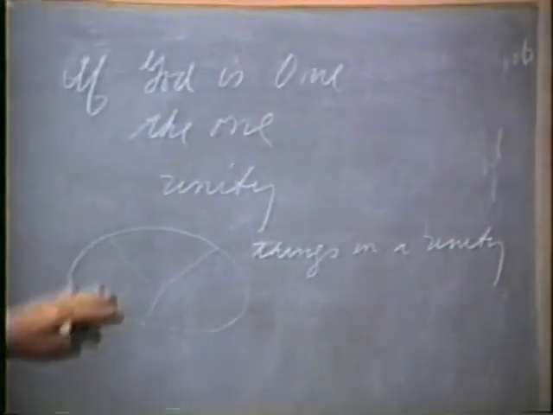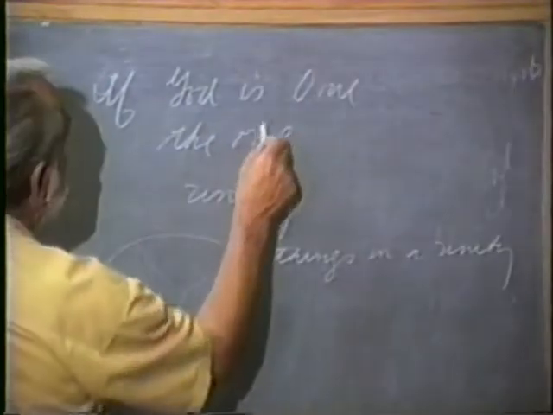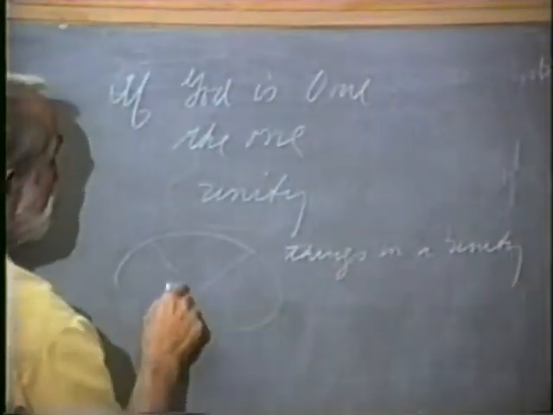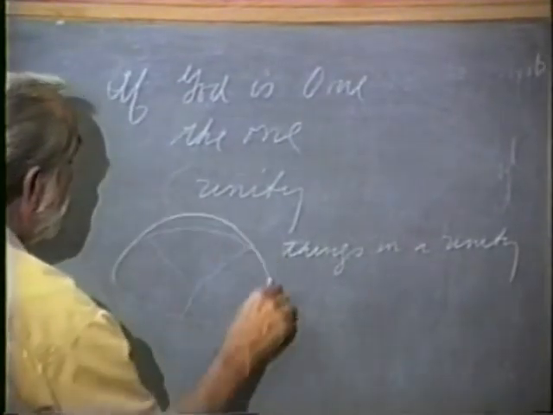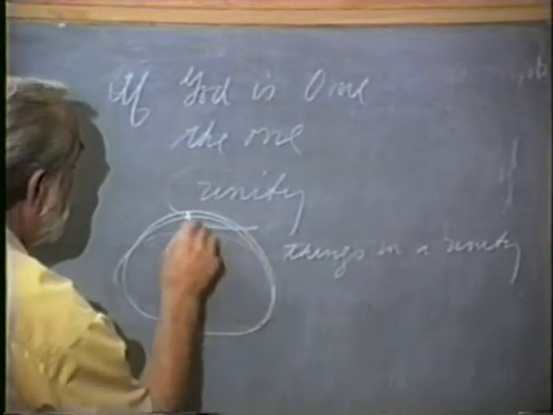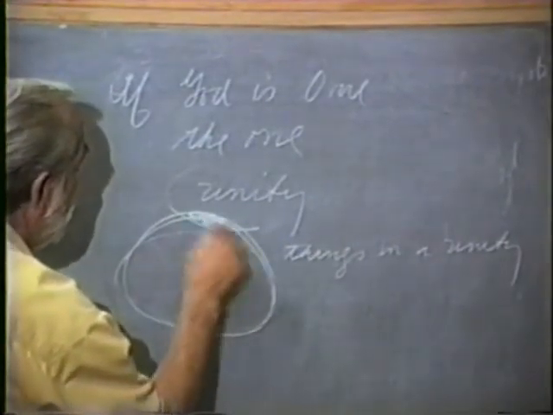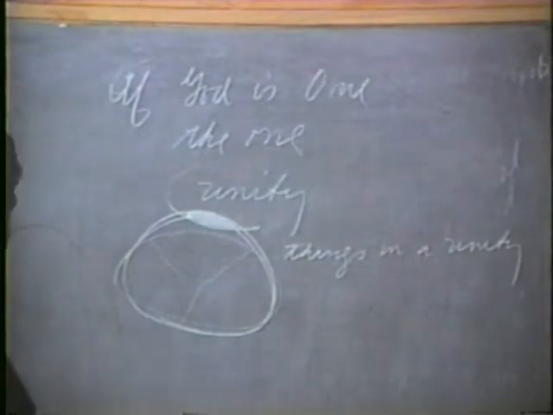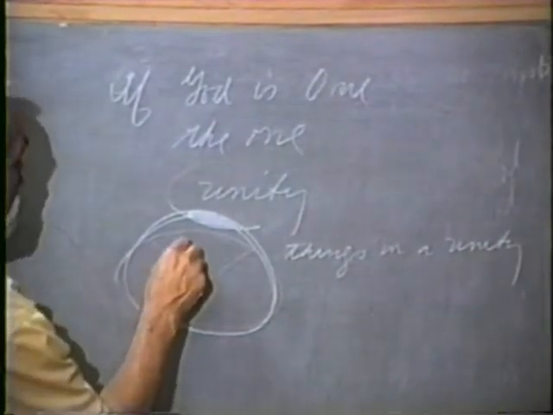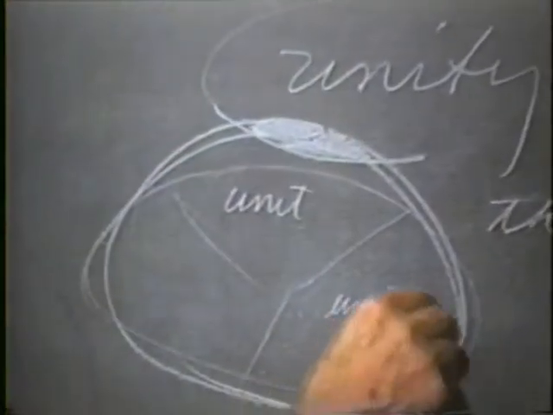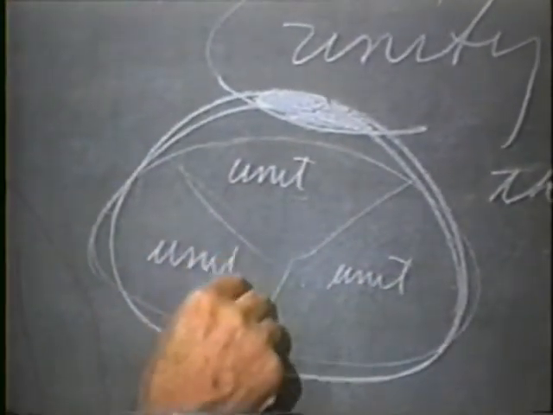Now this is participation, see? Therefore, these things that participate in unity, I'm going to use this as a measure of participating, then each of the things that participate in it are themselves a unit, a unit, a unit.